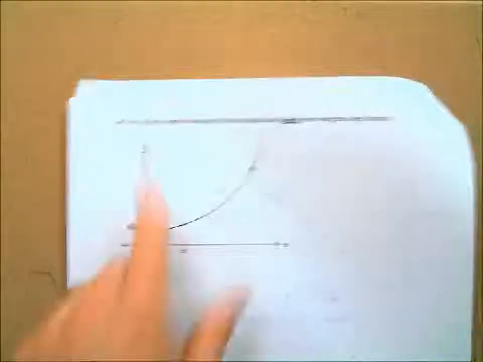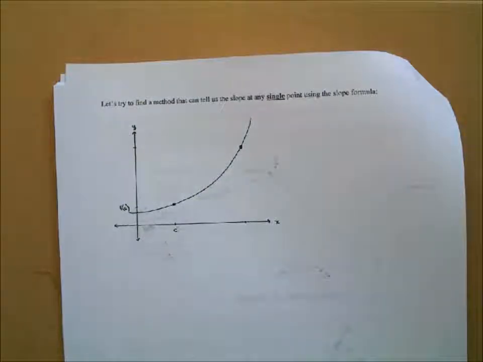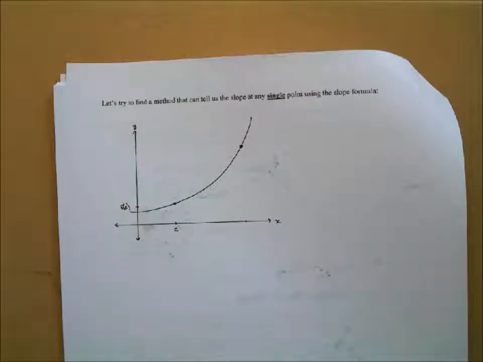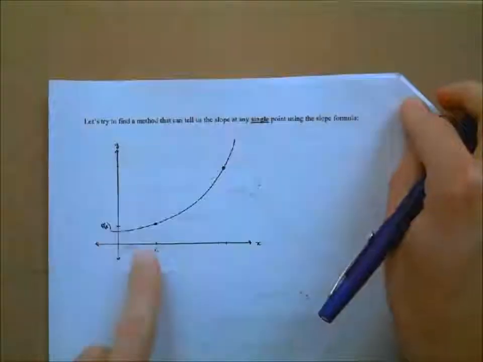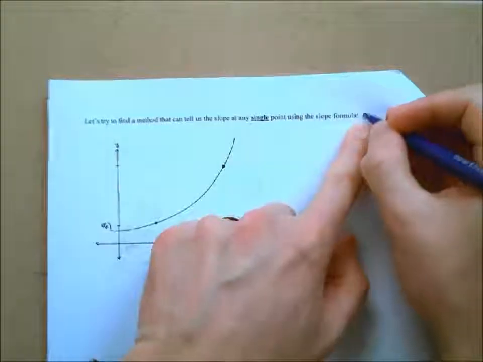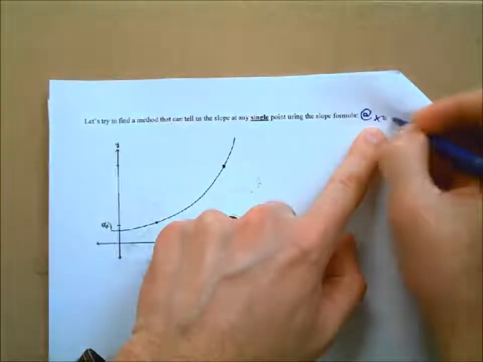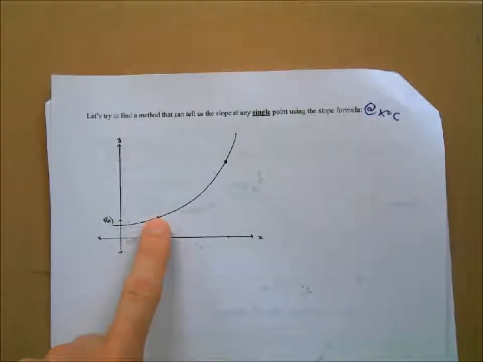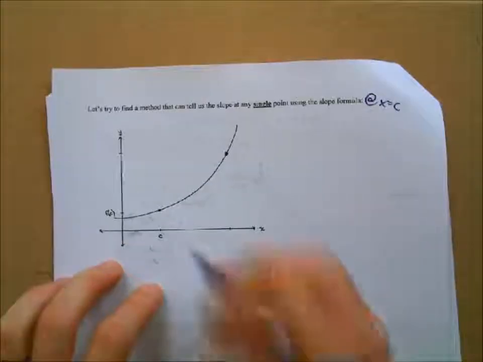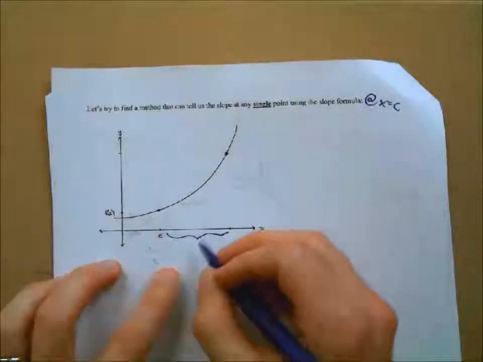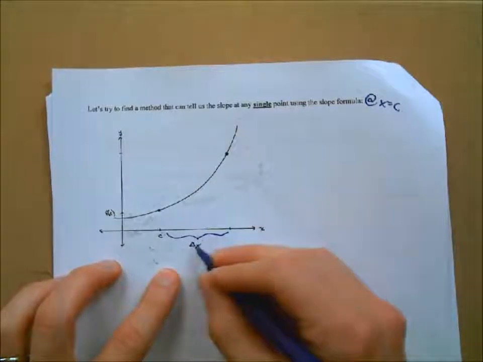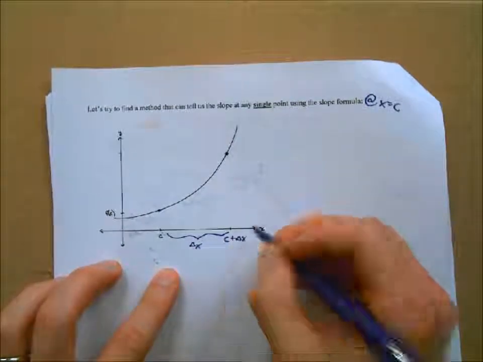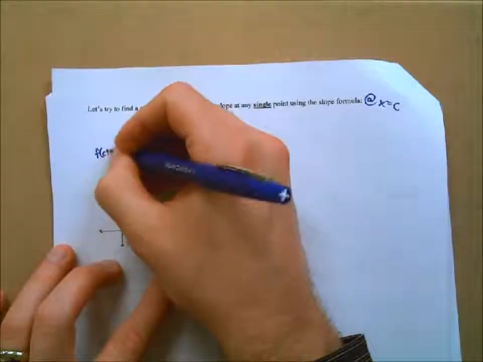So back to this. Now we're going to try and find a method that tells us the slope at any single point, using the slope formula. For our purposes, we're going to do it at x equals c. We want to find the slope at this point right here. Same setup: we start with c, the setup we used for the secant line, and go out delta x. That leaves this to be c plus delta x, and this to be f of c plus delta x.